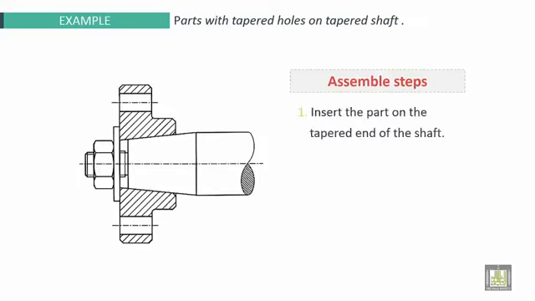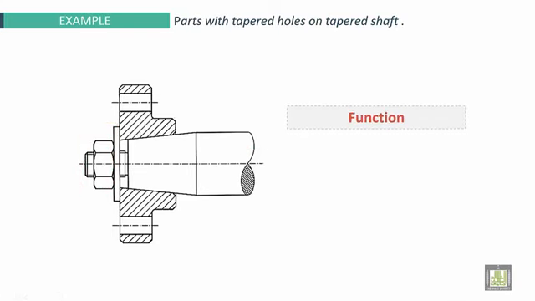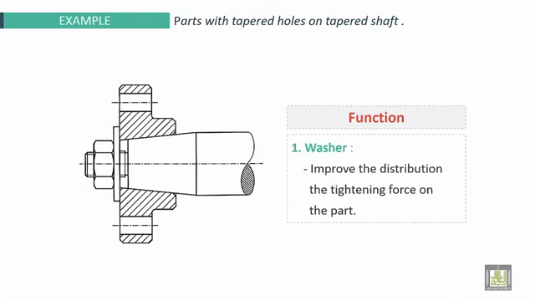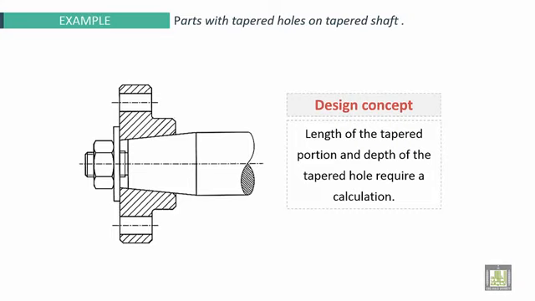Next example, the assembly steps are the following. First, insert the part on the tapered end of the shaft. Second, insert the washer, non-standard. This is the washer. Third, tighten the nut and finish the assembly. Function: the washer improves the distribution, making a uniform distribution of the tightening force on the part. As a design concept, the length of the tapered portion and depth of the tapered hole require a calculation here.